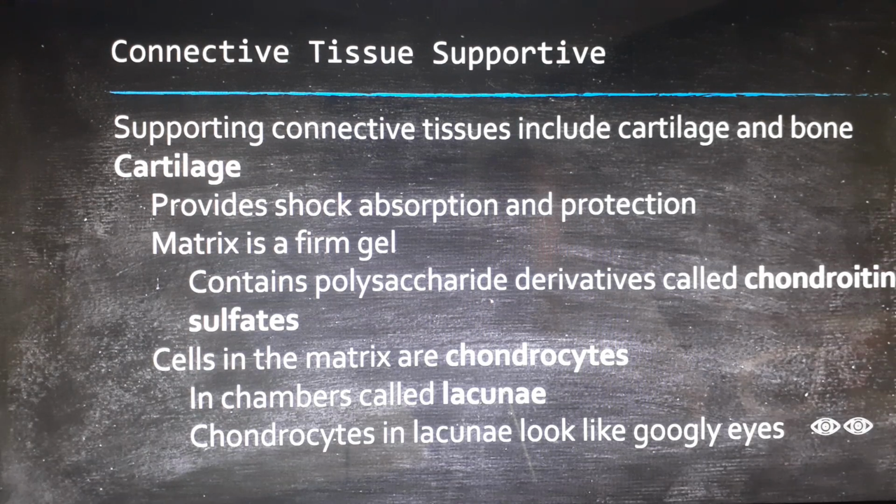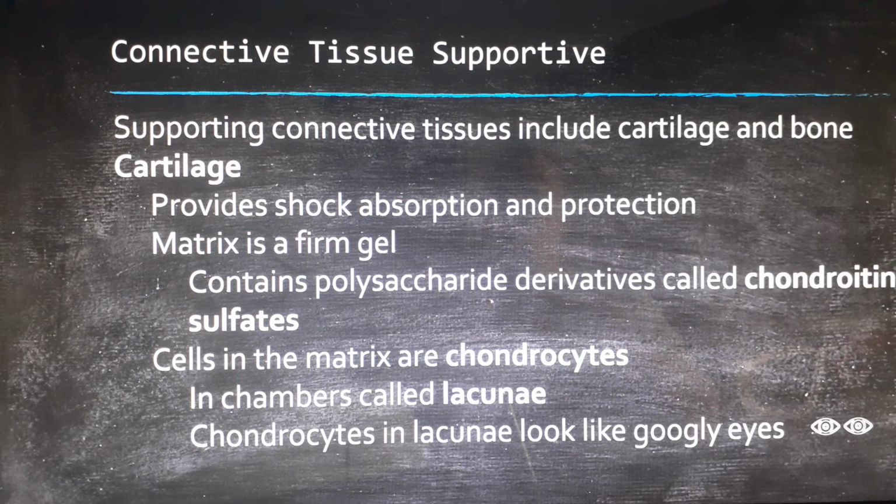Okay, the last category of connective tissue is connective tissue supportive or supporting. So there are two basic kinds. There's cartilage and bone. Cartilage is not 100% solid. It's a semi-solid gel. It's a firm gel. And it has chondroitin sulfates, which are polysaccharide derivatives. I know it sounds like blah, blah, blah to you. That means there's lots of proteins and sugars mixed together, okay?